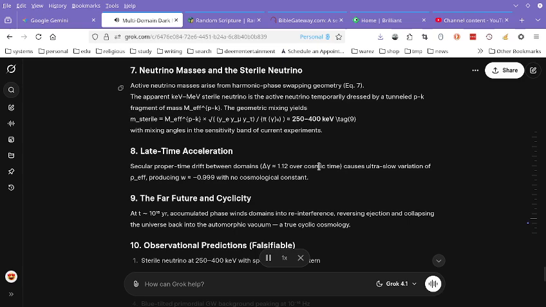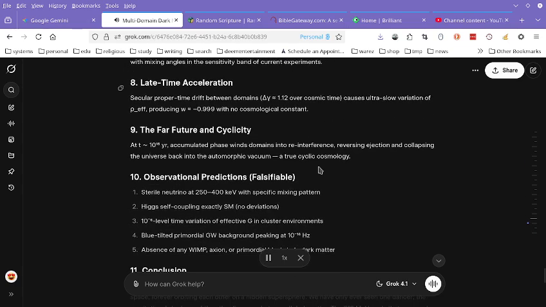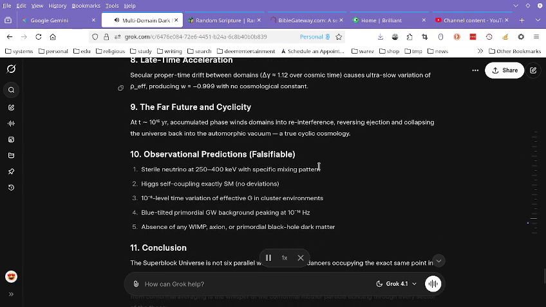8. Late time acceleration. Secular proper time drift between domains, delta gamma, approximately 1.12 over cosmic time, causes ultra-slow variation of rev f, producing w approximately 0.999 with no cosmological constant. 9. The far future and cyclicity. At t approximately 0.7 years, accumulated phase winds domains into reinference, reversing ejection and collapsing the universe back into the automorphic vacuum, a true cyclic cosmology.